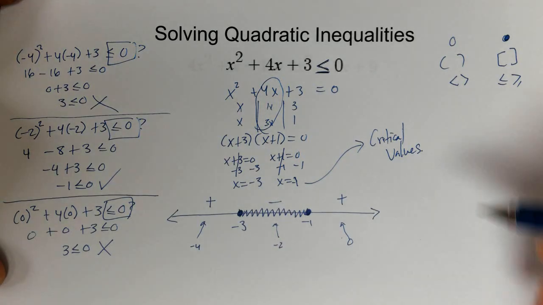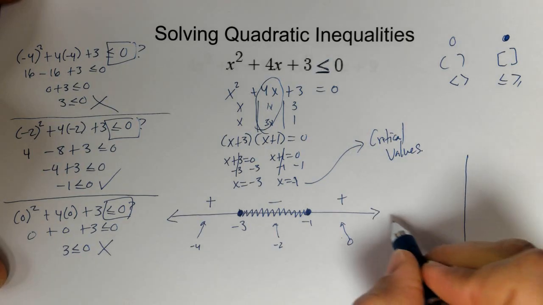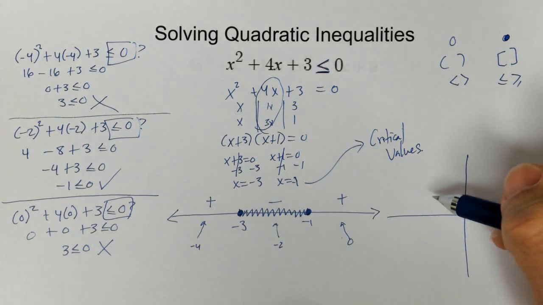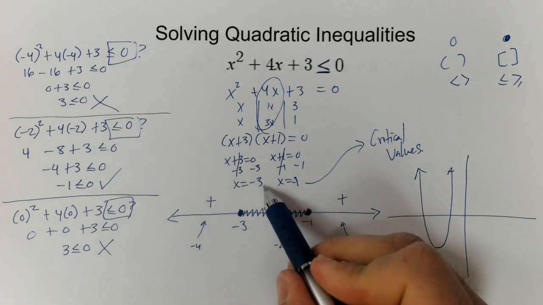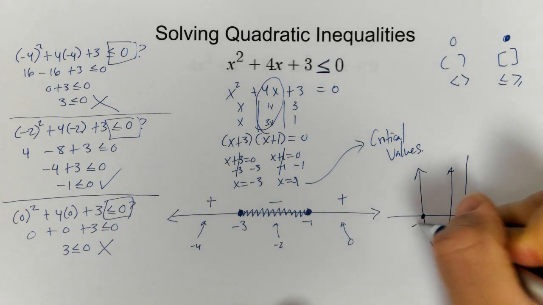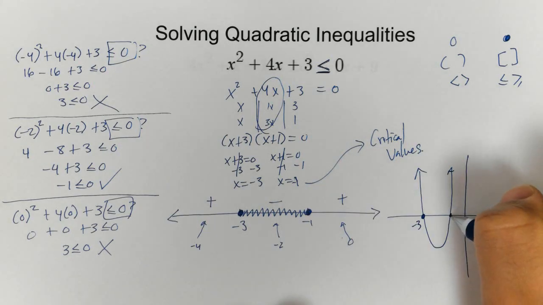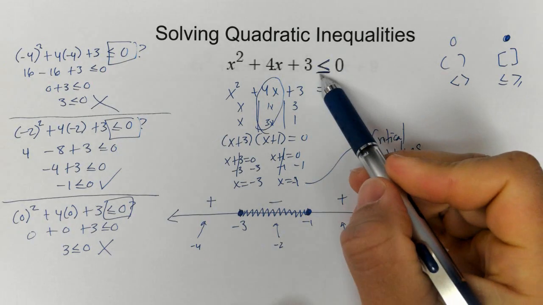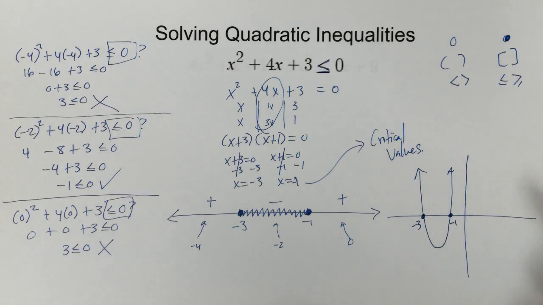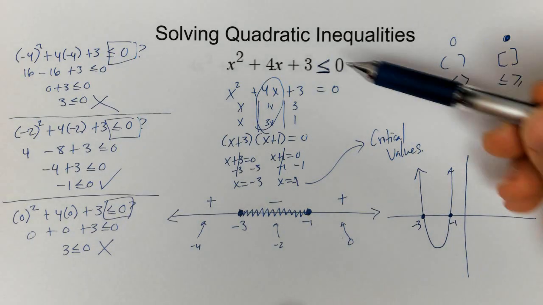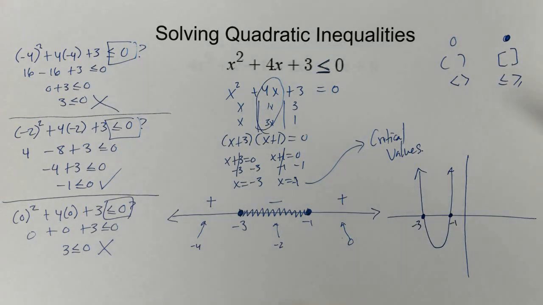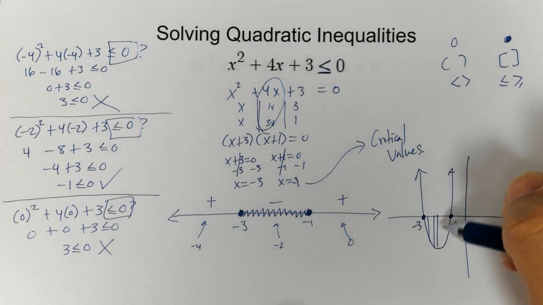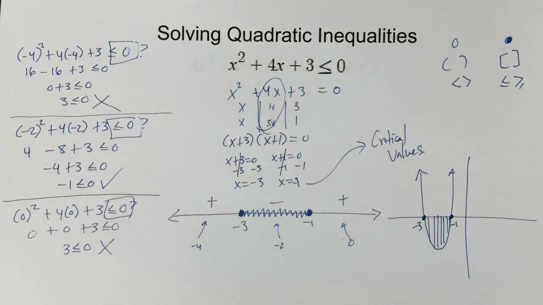What does this really mean, right? If I were to graph this quadratic, this is what it would look like. Something like this, with the x-intercepts being at -3, -1, and because of the equal symbol, I'm closing the dots. And this tells me that the function is below 0, right? 0 is right here, the x-axis. The function is below 0 between these two numbers. Everywhere else, it's above 0.